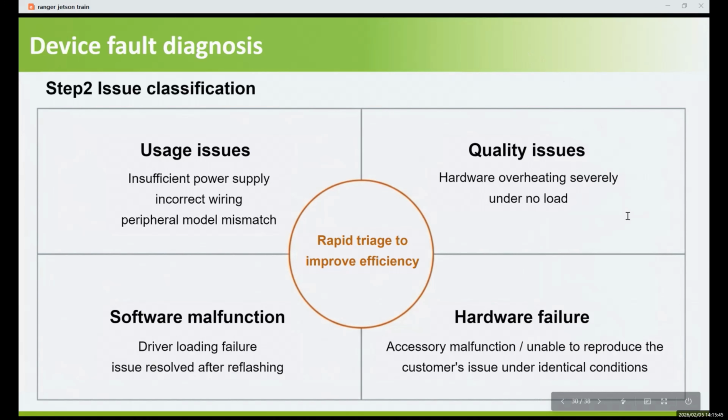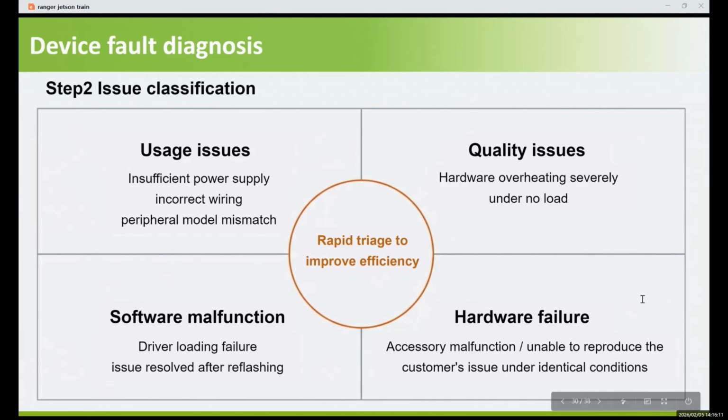The second step is issue categorization, which enables more efficient handling of customer problems. We typically place issues into these four categories shown on this slide. The first one is usage issues. For example, a customer reported no display output, and we later find out the root cause was that the user failed to connect the display to a power source.